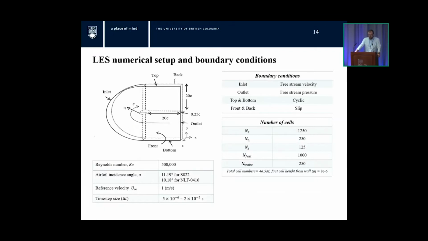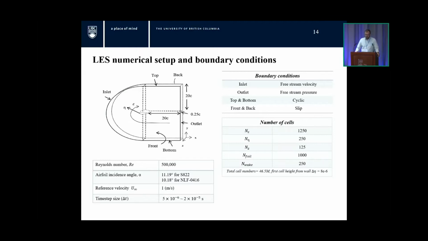For both, we conduct the LES at a Reynolds number of 500,000. The airfoil incidence angle is chosen to match with experimental data that's obtained, which means it's a different angle for the two different airfoils. It's 11.19 degrees for the S-series airfoil and 10.18 degrees for the NLF airfoil. The reference velocity is 1. The time step size is selected such that the Courant number constraint is satisfied, which automatically then guarantees that we have the correct time step for resolving the turbulence scales.